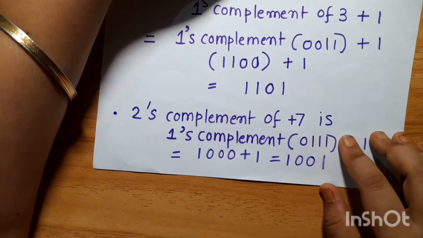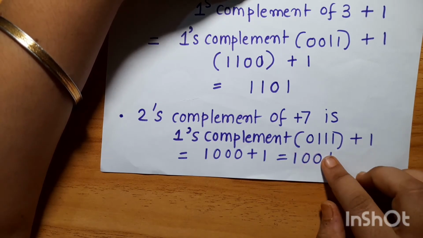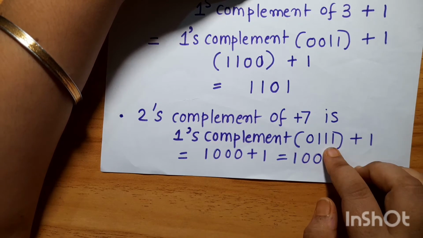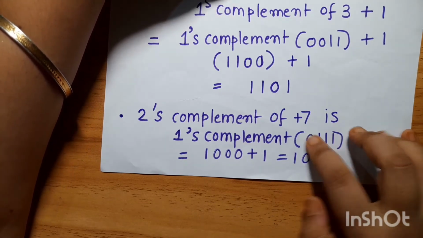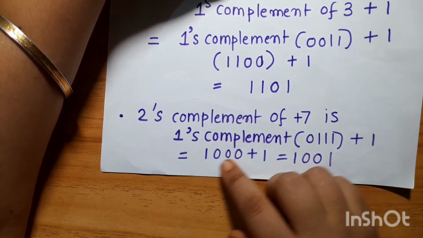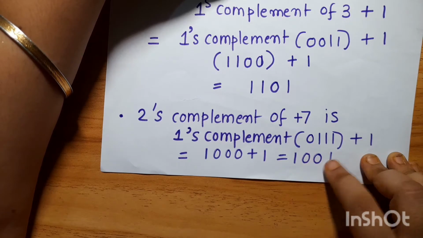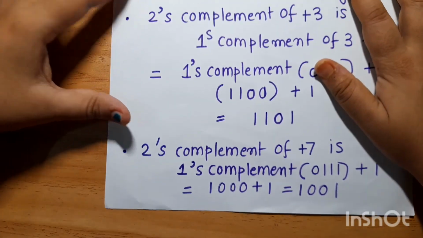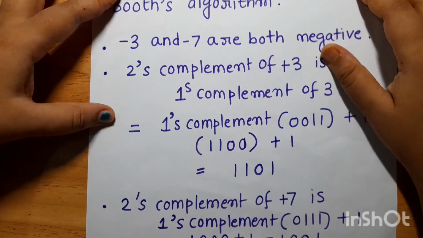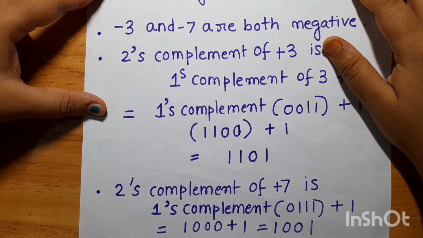The 2's complement of plus 7 is the 1's complement of 0111, plus 1. So that is the 0111, 1's complement. If we do it, 0 becomes 1 and 1 becomes 0, so we get 1000, plus 1 is 1001. So 1001 is the 2's complement of 7, and that is equal to the minus 7 value.